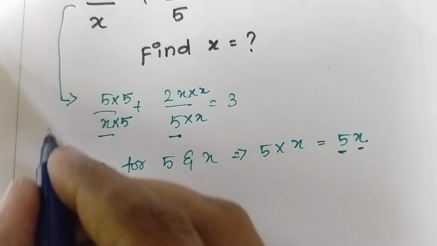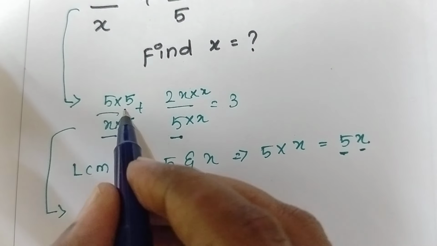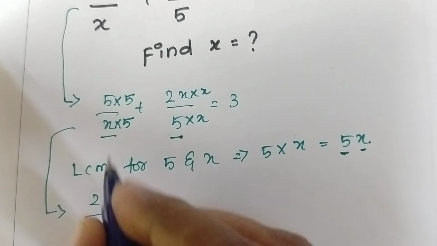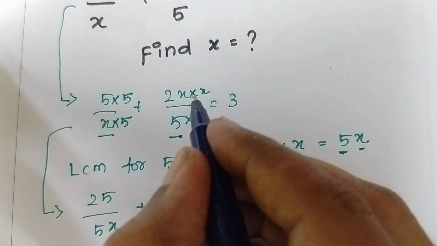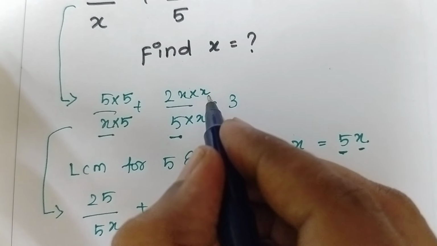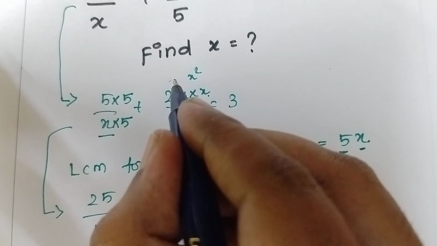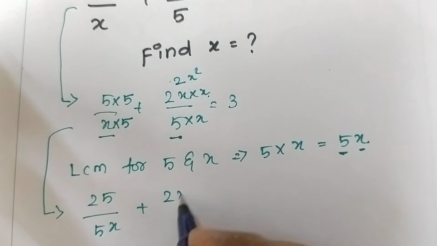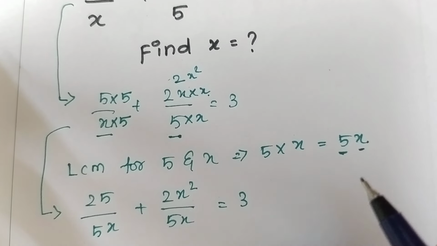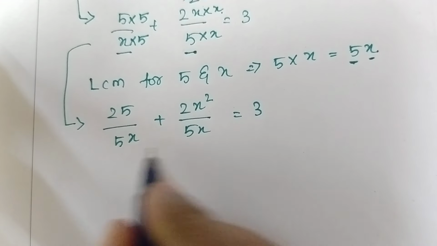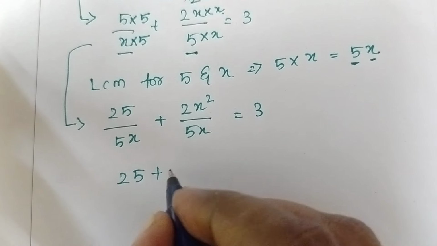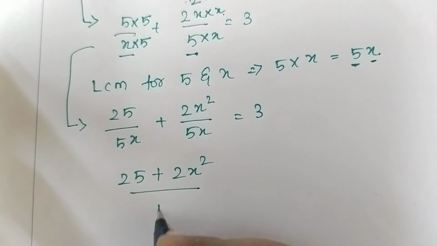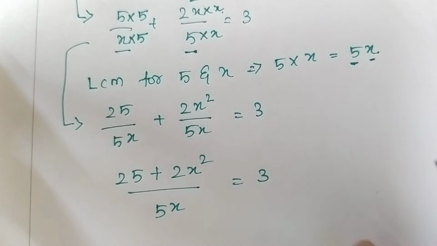Therefore this equation becomes 5 into 5, 25 divided by x into 5, 5x, plus 2 into x is x, into x is x square. Here 2 is there, so 2x square divided by 5 into x, 5x, which is equal to 3. So here the denominator is the same, therefore the numerators get added: 25 plus 2x square divided by 5x, which is equal to 3.